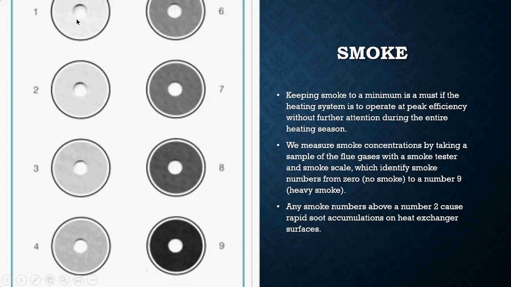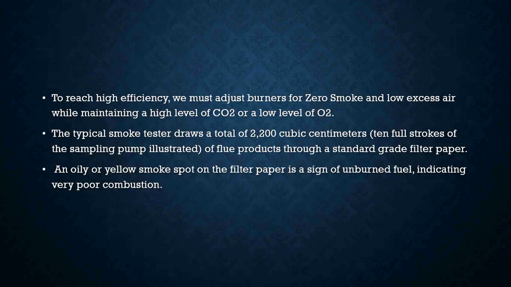When you take a smoke test, you compare your reading to each one of your number designations. If you see black smoke coming out like that, that's obviously a 9. That's no good. Any smoke number above a 2 causes rapid soot accumulation on your heat exchanger surfaces, which is why when we take our smoke readings, we want 0 to 1. Nothing more than that. If you have more than that, you need to make adjustments to that burner before you do anything else.